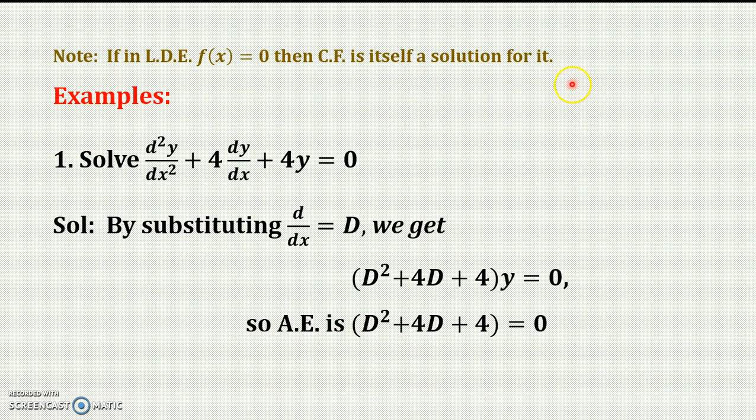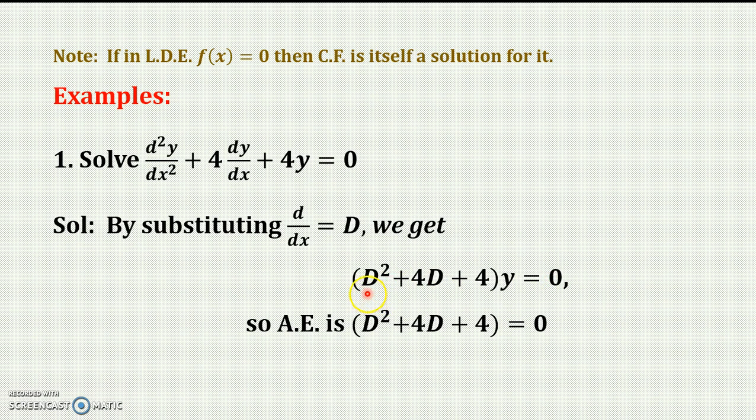But before starting the examples, we note here that if the function f of x is equal to 0 in a linear differential equation, then the complementary function becomes the solution of it. So the first example: solve d2y by dx square plus 4 dy by dx plus 4y equal to 0. We substitute d by dx equal to capital D, so we reduce the given differential equation to the form (D2 plus 4D plus 4) y equal to 0.